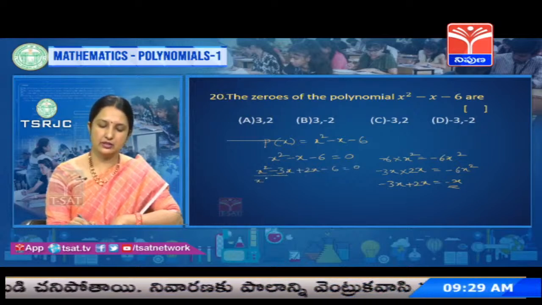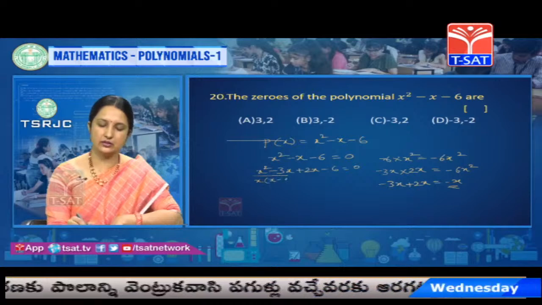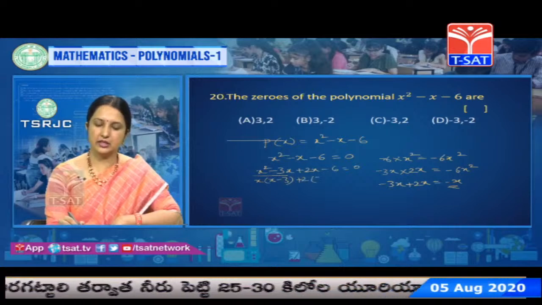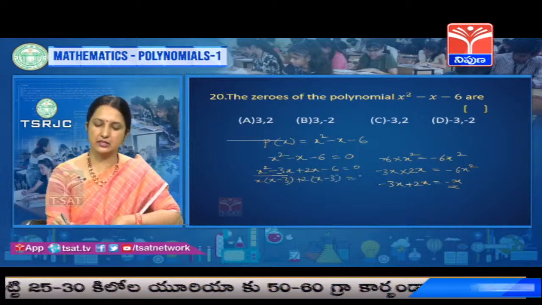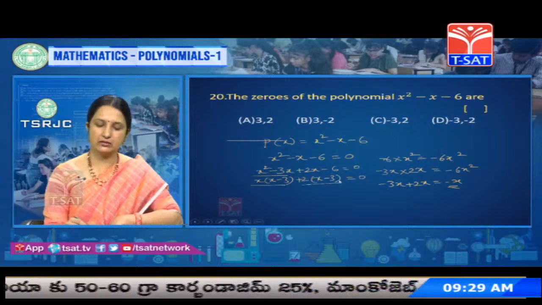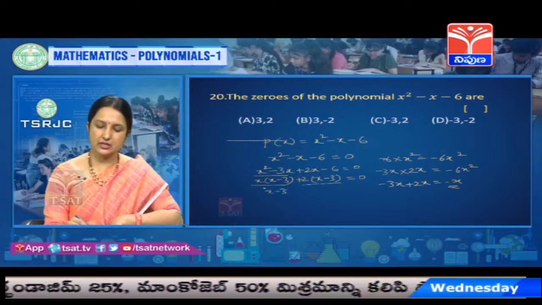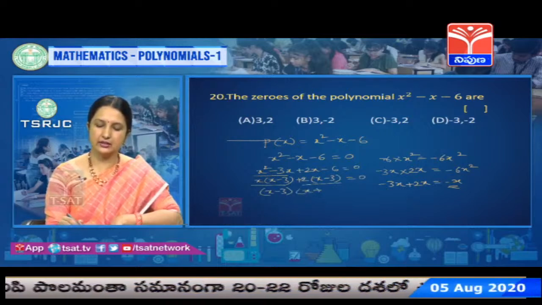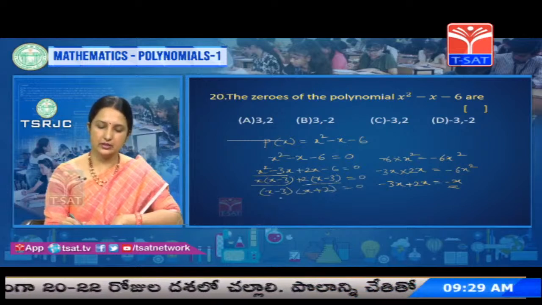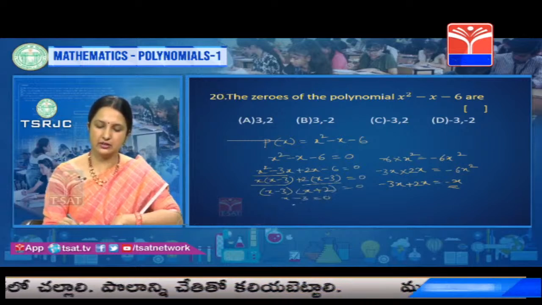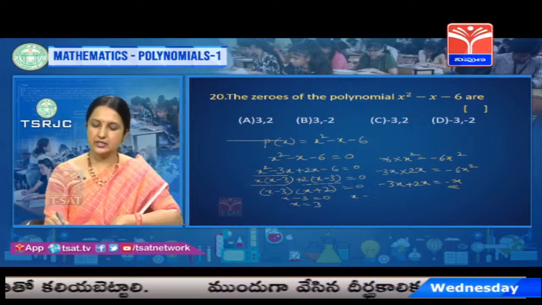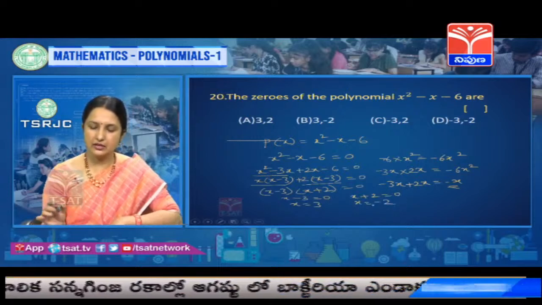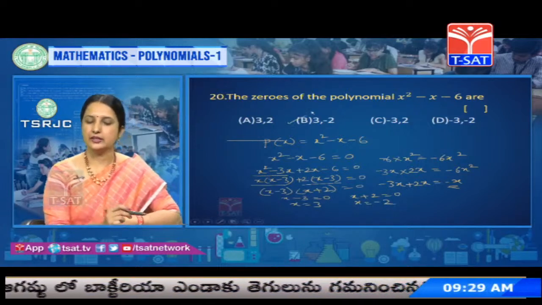In these two terms, x is common, bring it out, you get x minus 3. Here 2 is common, bring this out, you get x minus 3. Again you have 2 terms, in which x minus 3 is common, you bring this out. What is left? Here x is left and here 2 is left. So when x minus 3 equals to 0, x equals to 3. When x plus 2 equals to 0, x equals to minus 2. So 3 and minus 2 are the correct options.